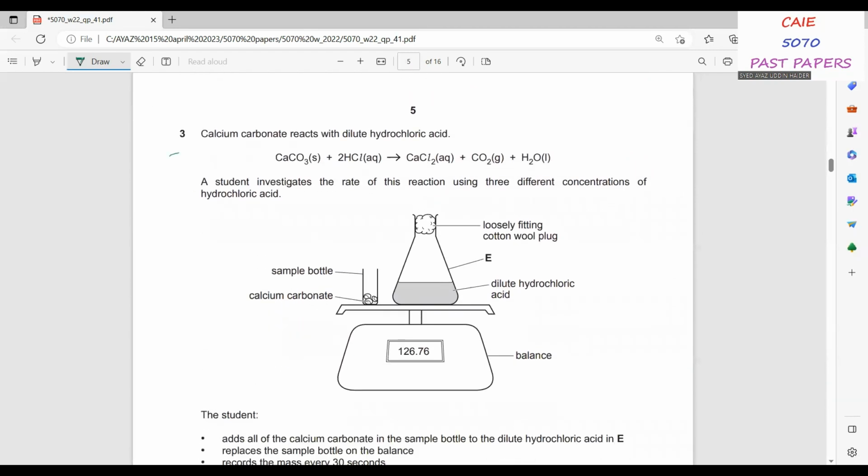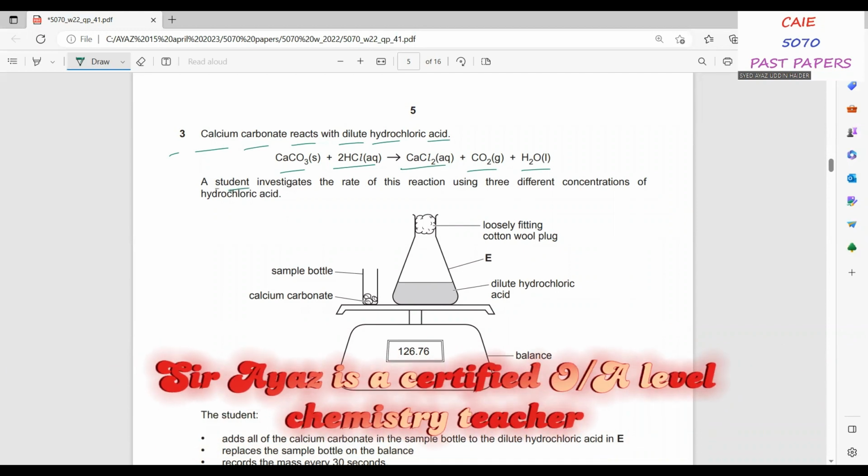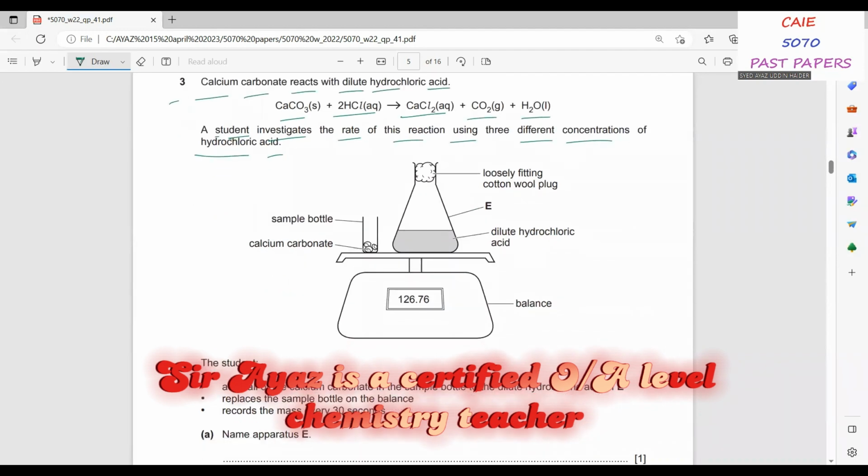Question number 3. Calcium carbonate reacts with dilute hydrochloric acid. This is the reaction: CaCO3 plus 2HCl gives CaCl2 plus CO2 plus H2O. The student investigates the rate of this reaction using 3 different concentrations of hydrochloric acid. So this is the apparatus E. We have a loosely fitting cotton wool plug. We have dilute hydrochloric acid in E. We have a sample bottle containing calcium carbonate, and this is the balance reading.